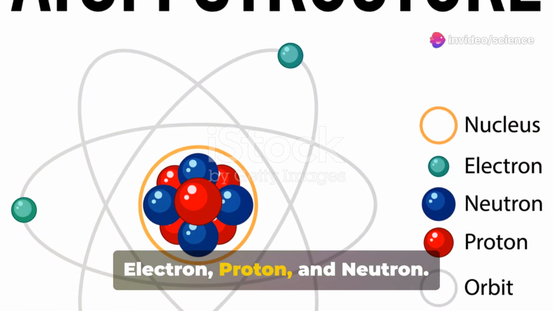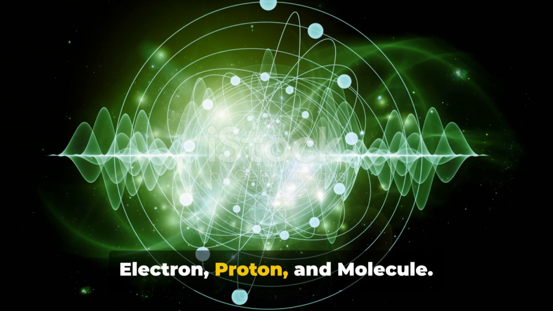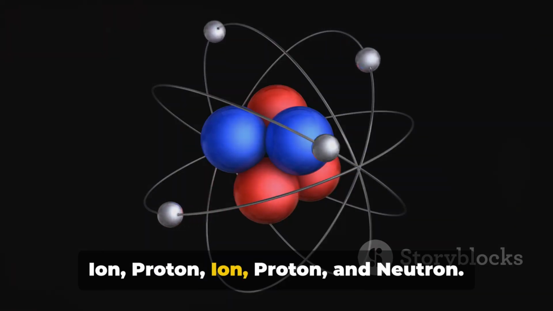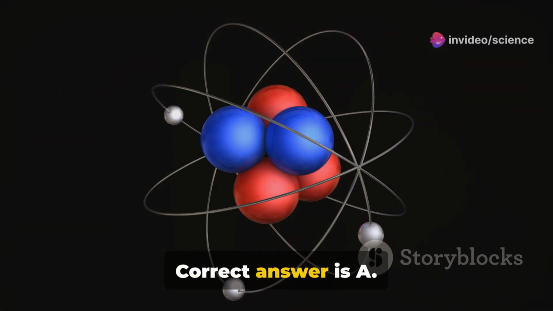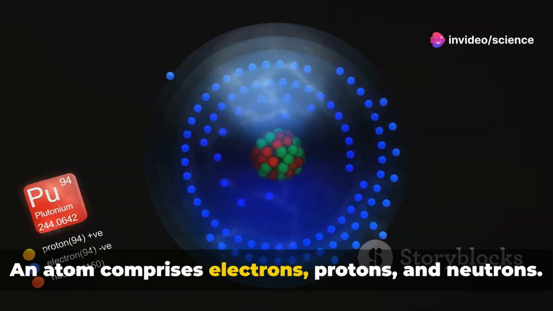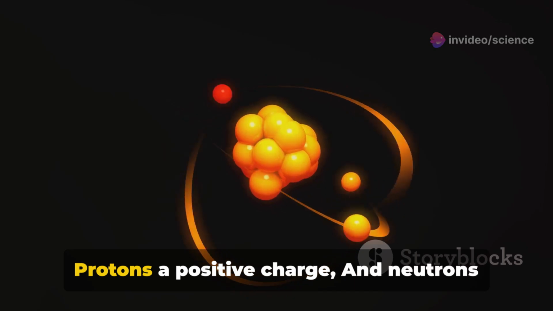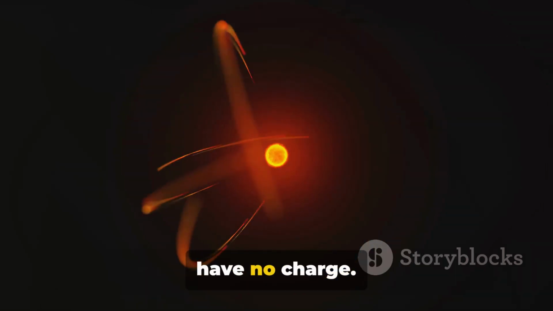A. Electron, proton, and neutron. B. Electron, proton, and molecule. C. Ion and molecule. D. Ion, proton, and neutron. Correct answer is A. An atom comprises electrons, protons, and neutrons. Electrons carry a negative charge, protons a positive charge, and neutrons have no charge.